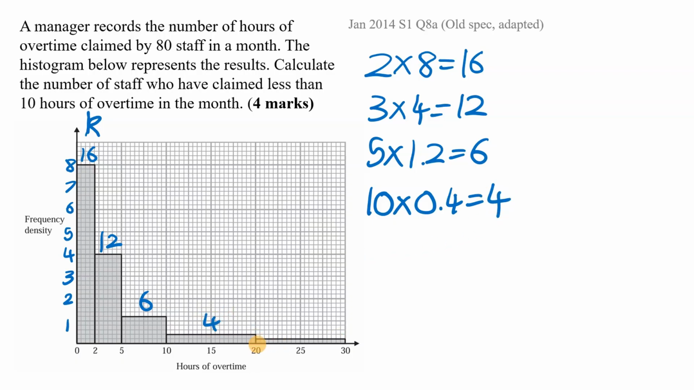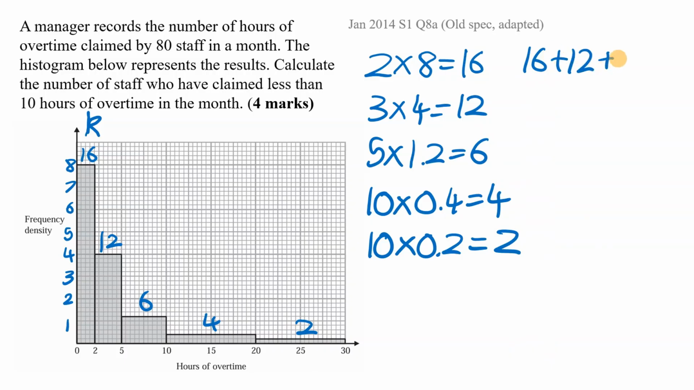And then for this bar here, the width is between 20 and 30. So the width is going to be 10, and this is multiplied by the height, which comes up to here, which is going to be 0.2. So 10 times 0.2 is 2. So now we're going to add all these numbers together. So it's going to be 16 plus 12 plus 6 plus 4 plus 2. And if you put this into your calculator, this is equal to 40.